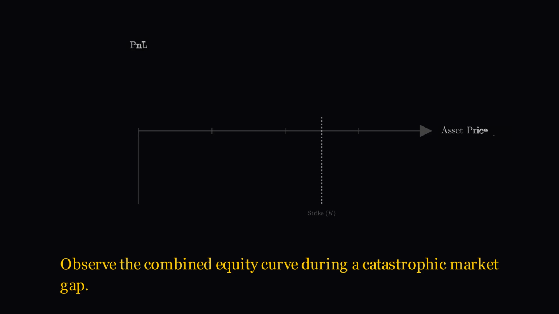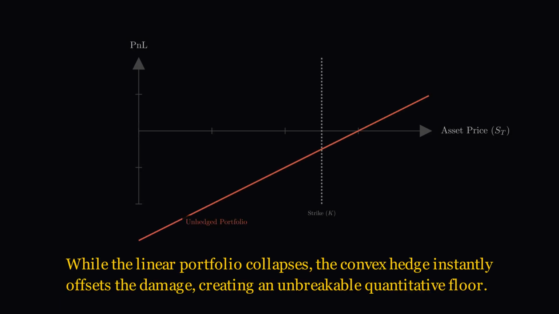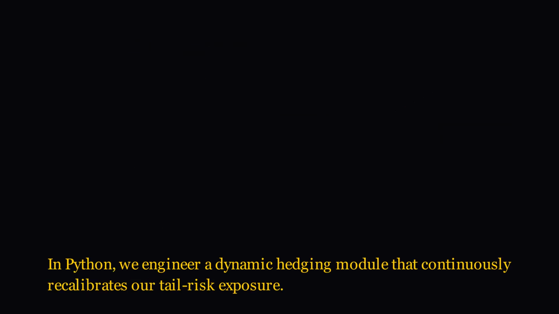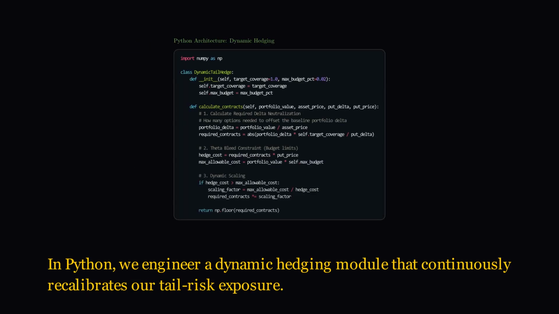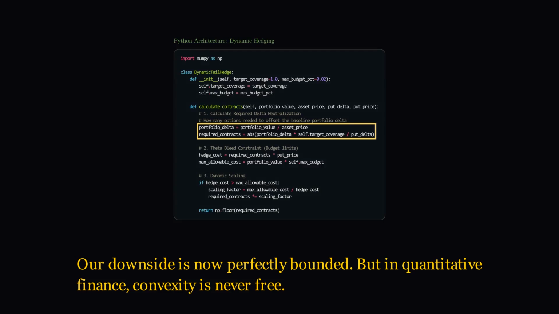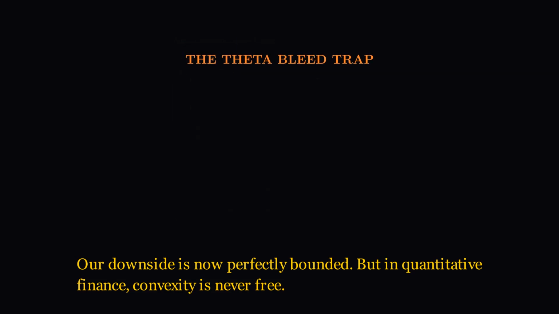Observe the combined equity curve during a catastrophic market gap. While the linear portfolio collapses, the convex hedge instantly offsets the damage, creating an unbreakable quantitative floor. In Python, we engineer a dynamic hedging module that continuously recalibrates our tail risk exposure. It calculates the exact ratio of put contracts required to neutralize our directional delta before a Poisson shock strikes. Our downside is now perfectly bounded.